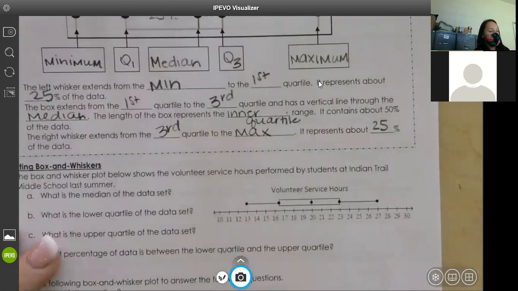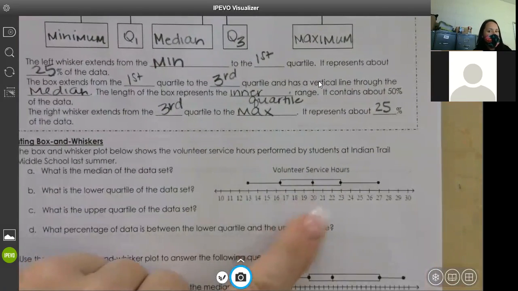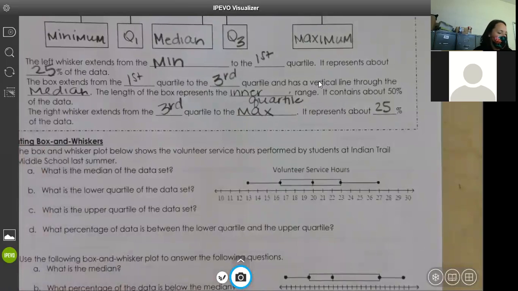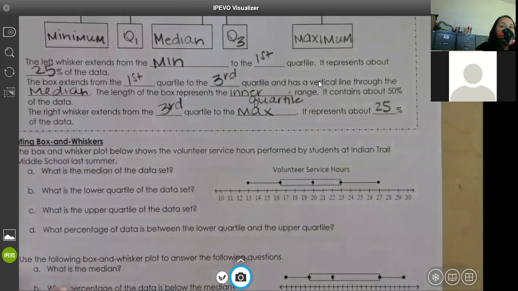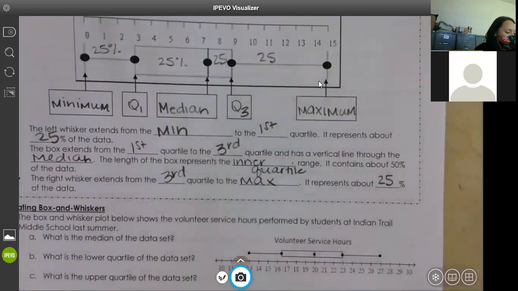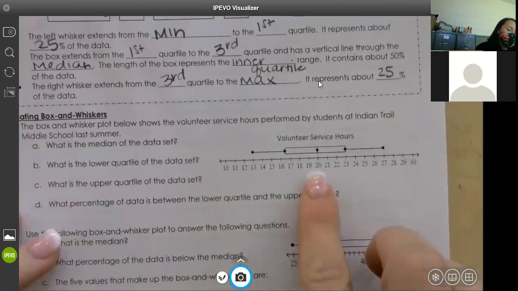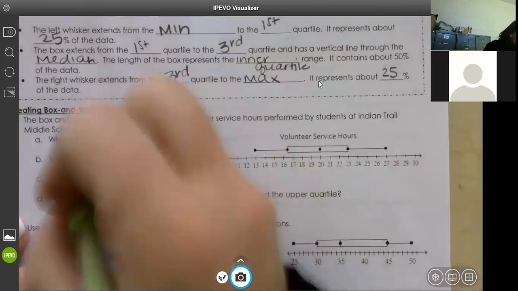All right, so just some questions, and you guys can look back up here for reference. Look at this box and whisker plot. What is the median? Where's the median on this one? Guys, come on, please. Why is it at 20? It's the vertical line in the middle of the box, okay? So 20.